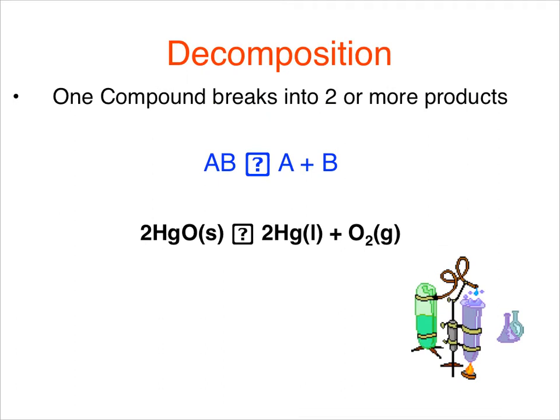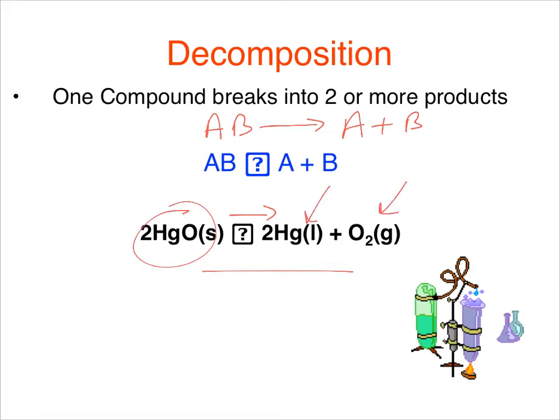The decomposition is the opposite. It's when a big clump of a compound breaks up into 2 smaller pieces, A plus B. A good example of that is 2HgO going to 2Hg plus O2. We can see that this one big piece, HgO, has broken up into Hg and O2. Notice that the O2 is diatomic because it's by itself.